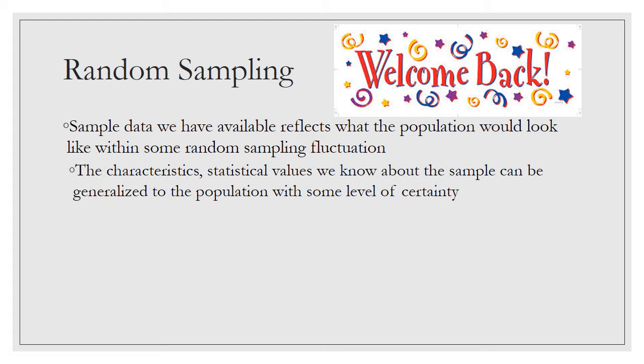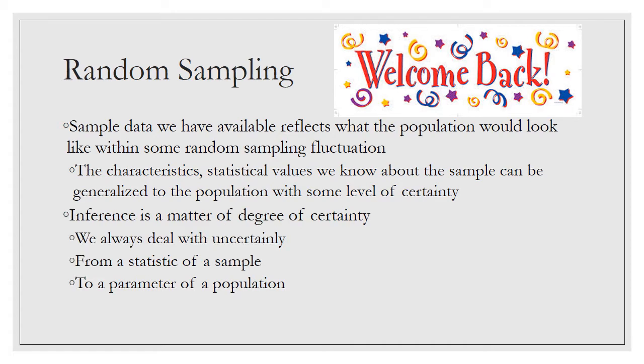If you, for some reason, do not have a random sample, then you have to go back, and we've discussed this before, you have to consider all of the arguments of why this sample may represent the population. But in statistical analysis, more especially in inferential statistics, the strongest mathematical claim we can make is when we have a random sample of data. Whenever we draw inference, it's a matter of degree of certainty. We always deal with uncertainty.